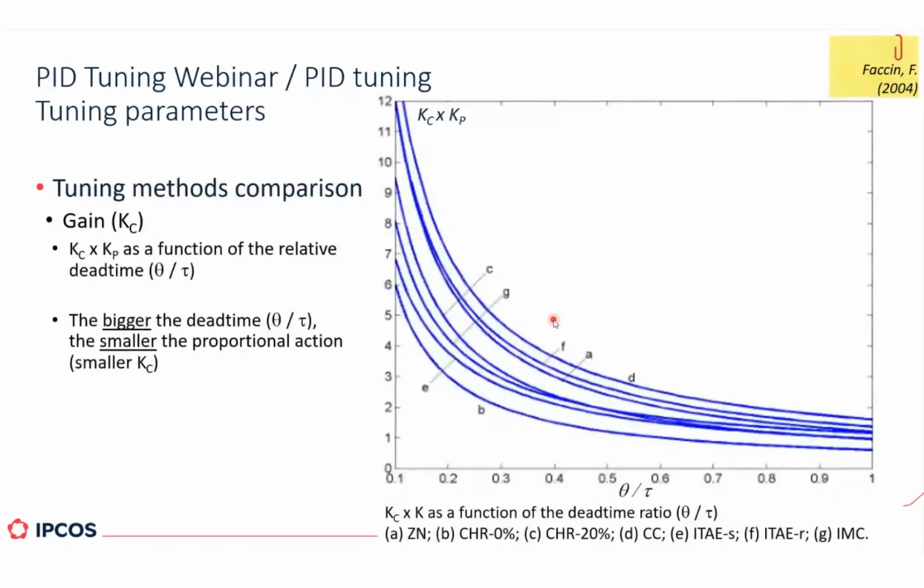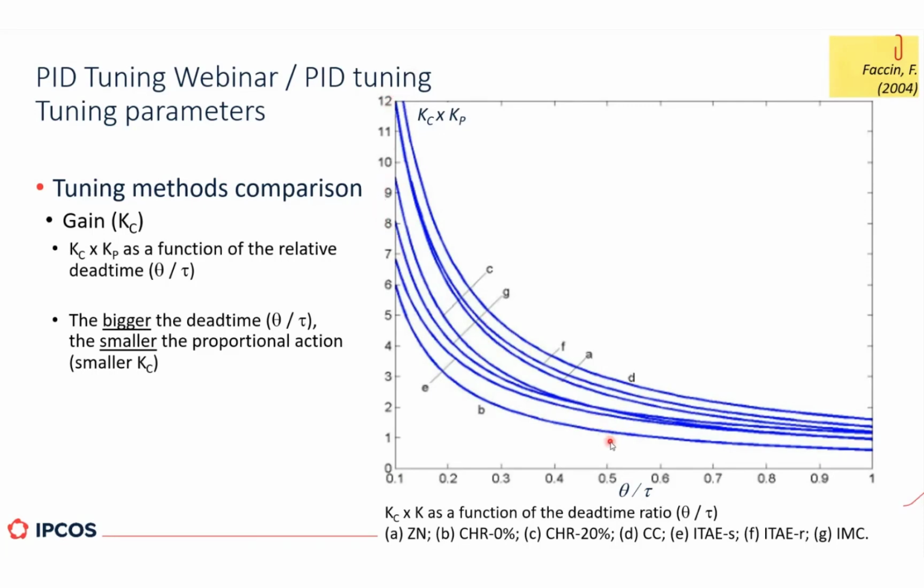So what we can do here is compare these different methods, right? And we see on this graph the gain as a function of the dead time, right? So for all methods, or for all rules, the gain is inversely proportional to the relative dead time of the process. But even so, we can find different gains, right? For example, for a very small dead time here, the gain that we use in the controller can be 6 to 12 times the process gain, which is a lot, right?